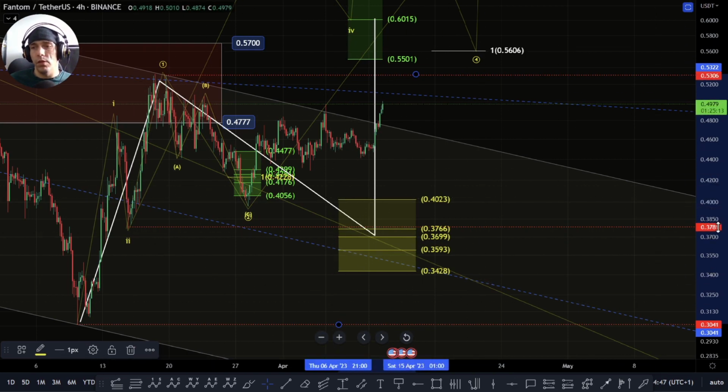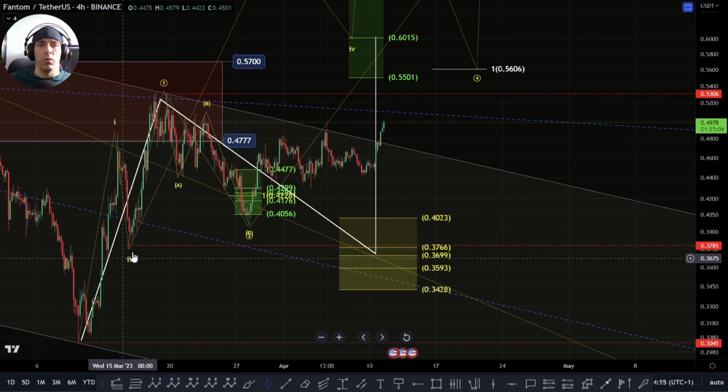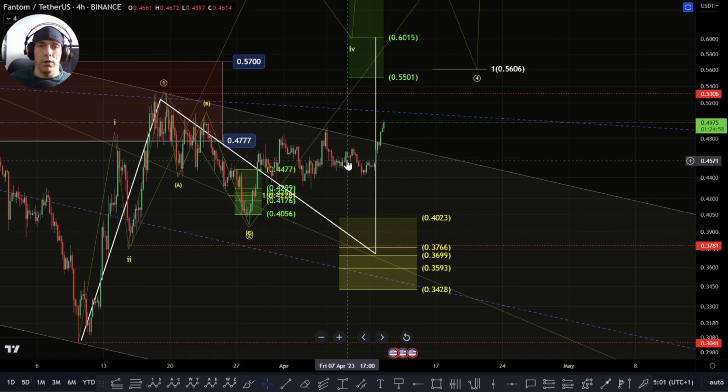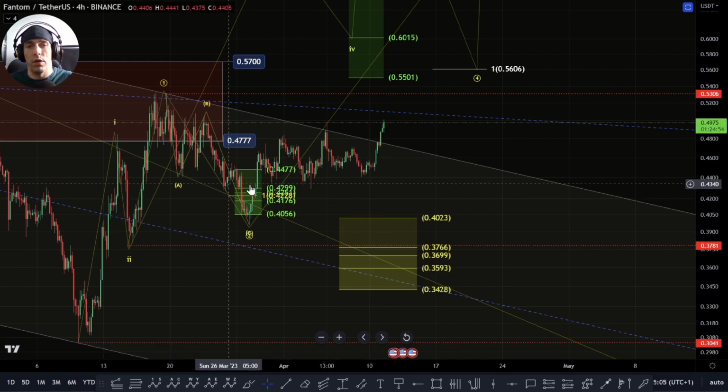If we do lose this 37.81, that would invalidate the possibility of looking at this as basically a 1-2, 1-2, and then it would make more sense that this is just a corrective structure to the upside. So I'm just keeping an eye on this, for as long as we fail to take this 53.06, I can't rule out the factor of downside.